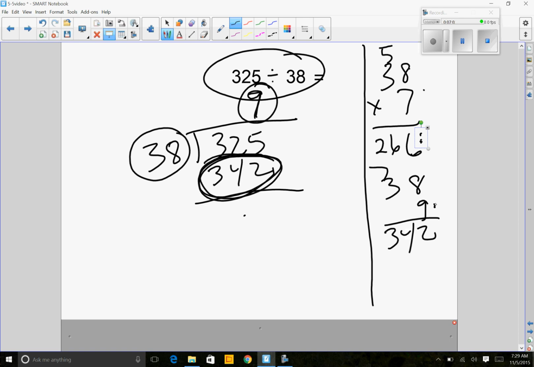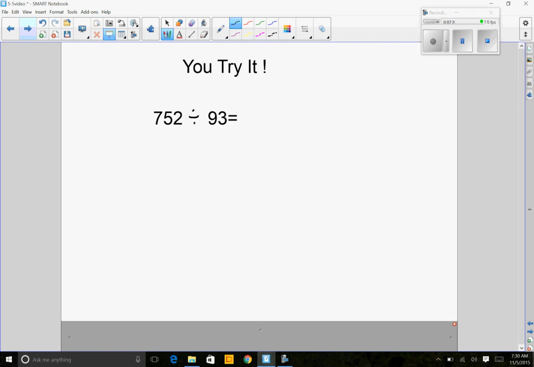And in this one, I multiplied it out. I got a number I couldn't subtract. That means my quotient was too big. So now I've got to go with the number that's in between those two, which would be 8. And like I said, this is going to become more and more important the bigger your divisor and the bigger your dividend get, the more of an issue this is going to be. Okay? So I want you to try 752 divided by 93.